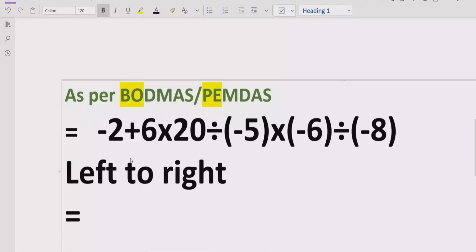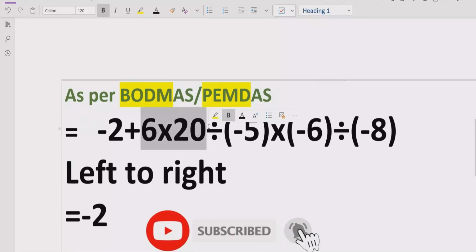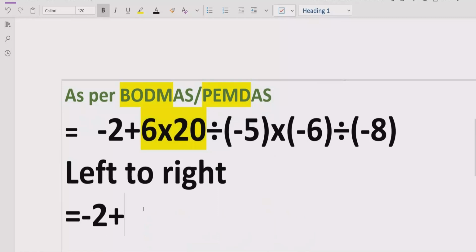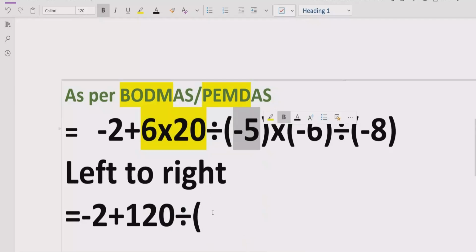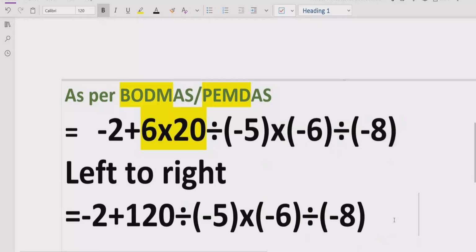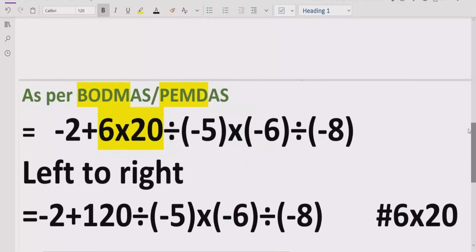If you are using the BODMAS and PEMDAS rule, you have to follow the same rule: division and multiplication, go left to right and find out which is coming first. So now we have 6 multiplied by 20, which is equal to 120, divided by minus 5. We will write the rest as it is. And here we give the reference: 6 multiplied by 20 equals 120.